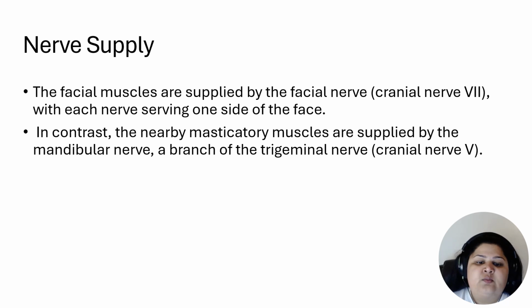Nerve supply. The facial muscles are supplied by the facial nerve, cranial 7, with each nerve serving one side of the face. In contrast, the nearby masticatory muscles are supplied by the mandibular nerve, a branch of the trigeminal nerve, cranial number 4.